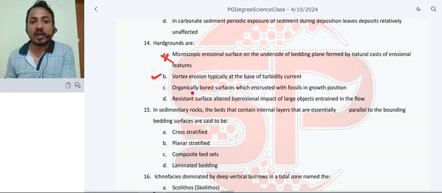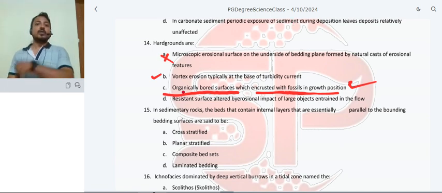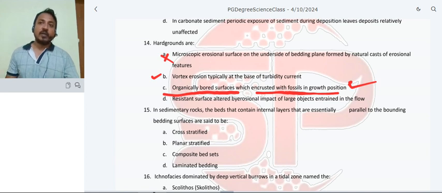Then hard grounds are actually organically bored surfaces encrusted with fossils in growth position. This is called a hard ground. Hard grounds are lithified sea floor made up of cemented carbonate layers. So generally it is found in carbonate horizons, because if there is more cementation or compaction, you will get hard grounds. Hard grounds are also characterized by boring structures. Here the answer will be C.